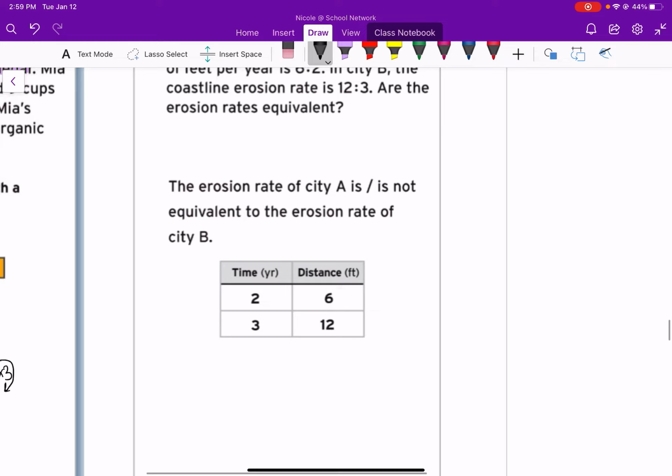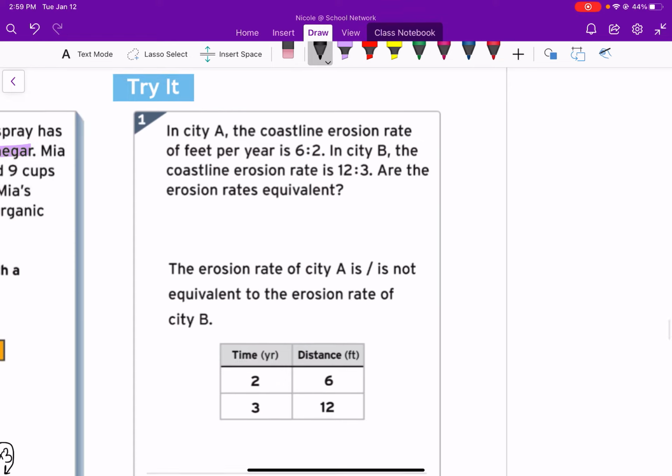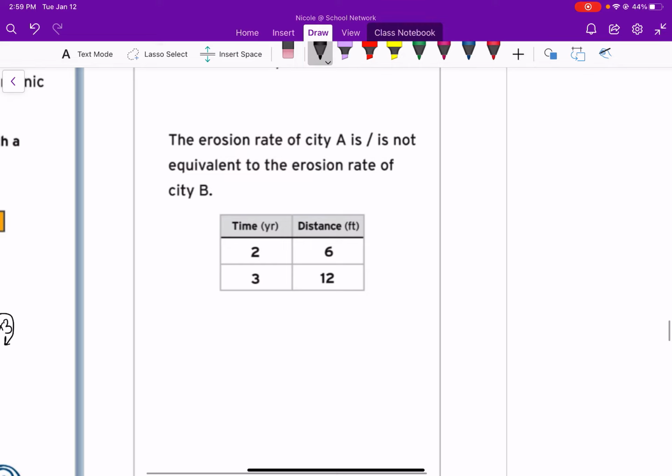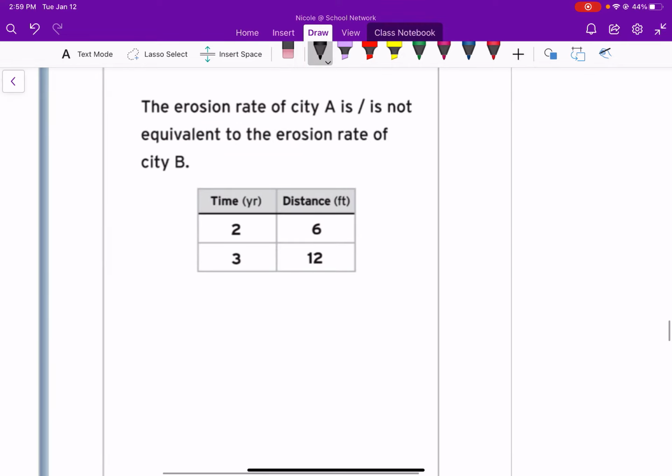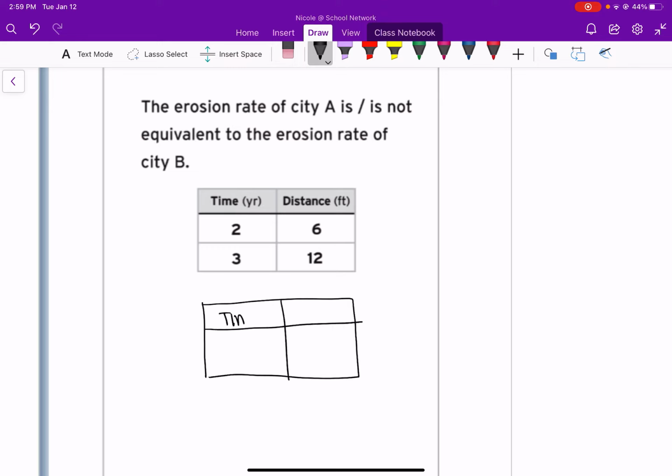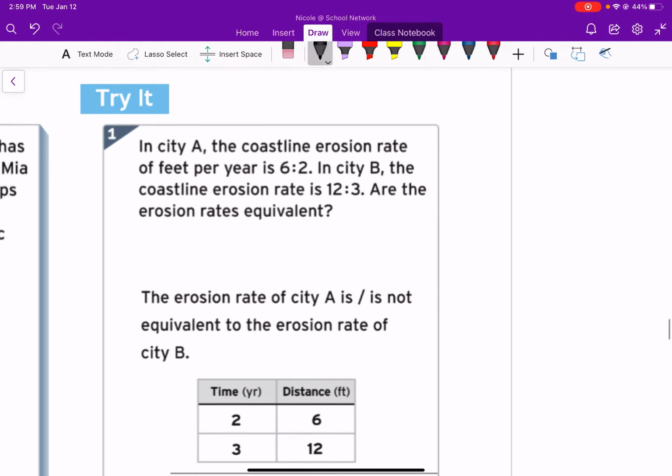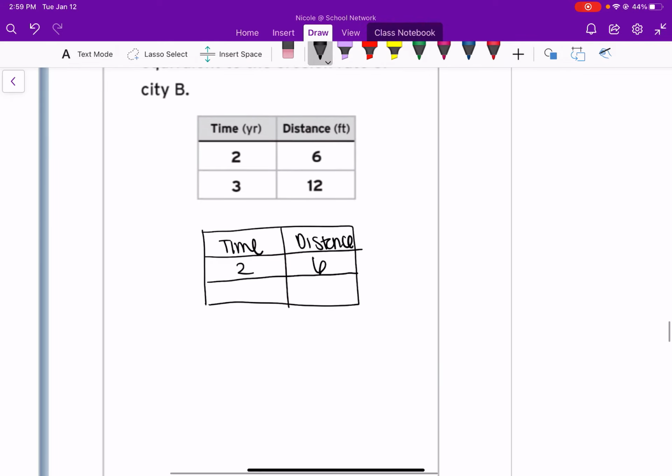So here we have a table, 2 to 6 and 3 to 12. They kind of flipped it on us, but it's the same here. So let's make the table. This is time, distance. So 2 to 6, that's our original, right? Or 6 to 2, but they flipped it.